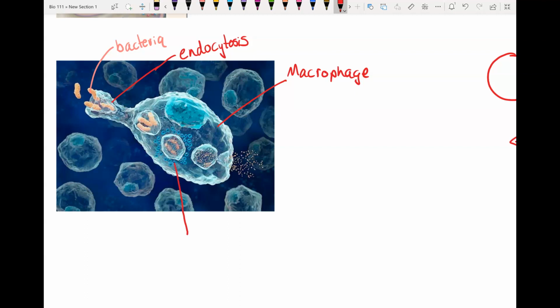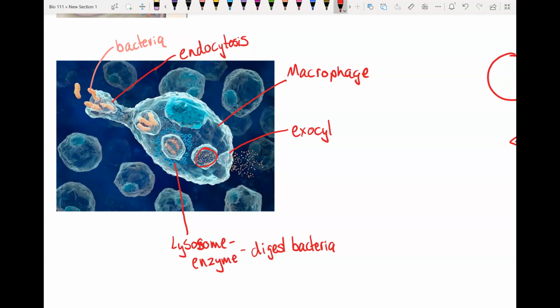These things, remember you learned about lysosomes already. They contain enzyme. They come along to that vesicle with the bacteria, they put the enzyme in there, and they digest the bacteria. So here you can see there's your digested bacteria. Then here, there's that vesicle fusing with the membrane. You're doing exocytosis. And you'd get rid of that digested bacteria. So this is how macrophages are protecting you, and they're killing infection.